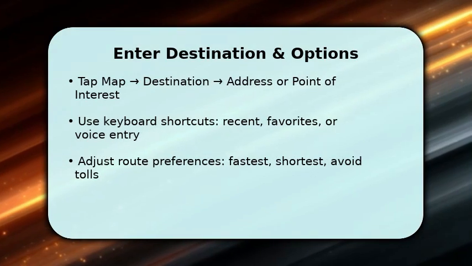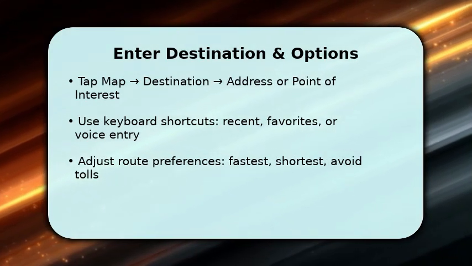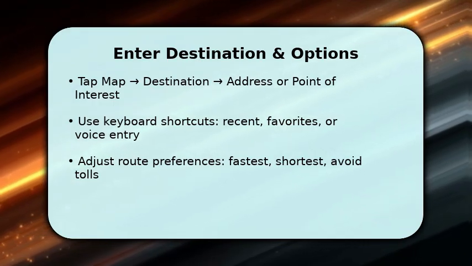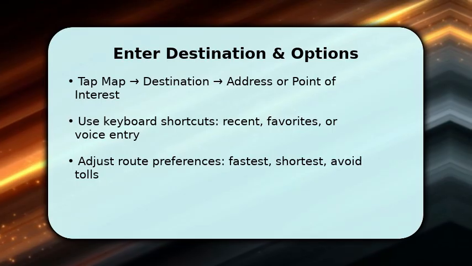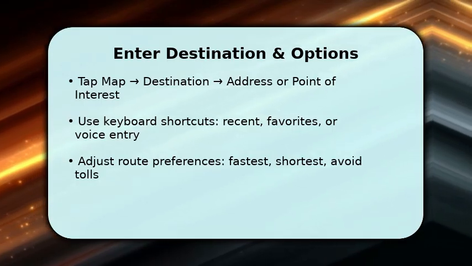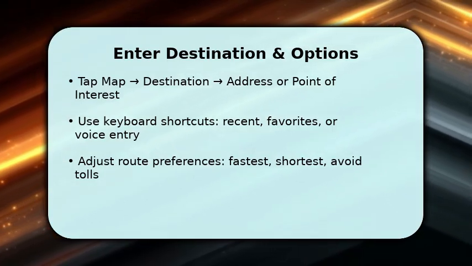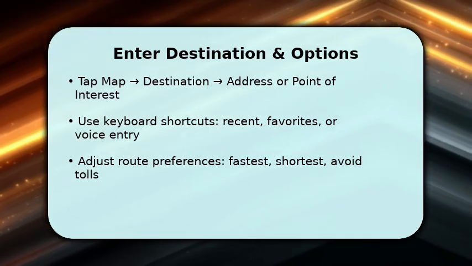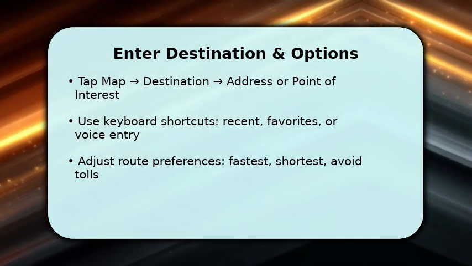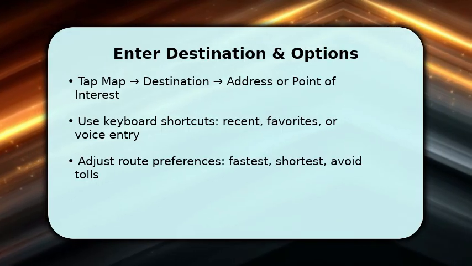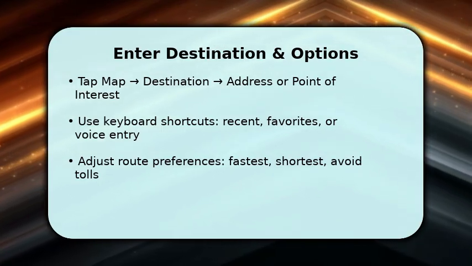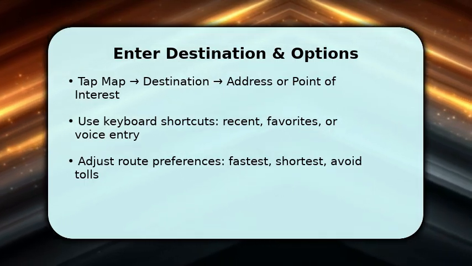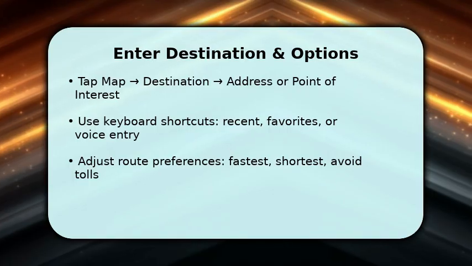You'll now enter the address. Tap Map, choose Destination, then Address or Point of Interest. If you prefer faster input, use Recent or Favorites or press the Voice button and speak a clear address. Voice reduces typing errors. Once the destination loads, review route options and change preferences. Fastest versus shortest, avoid highways or tolls, and set departure time if available. Make sure you confirm the chosen route on screen, so guidance begins with turn-by-turn directions.